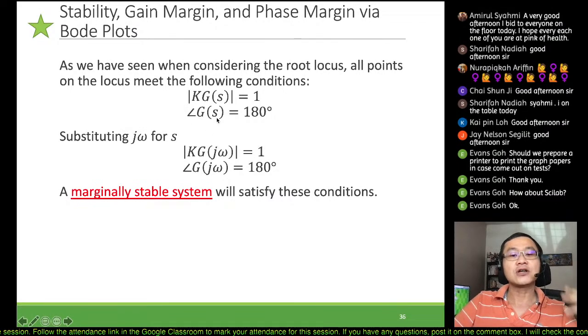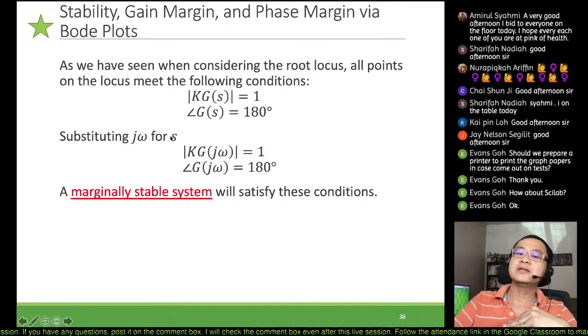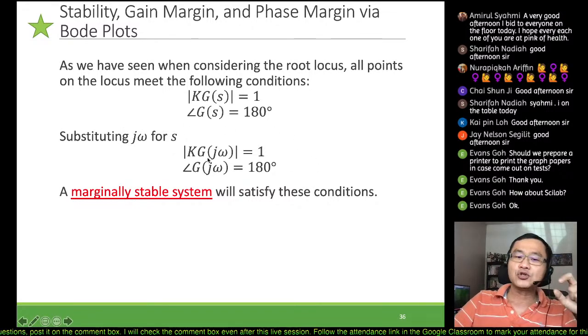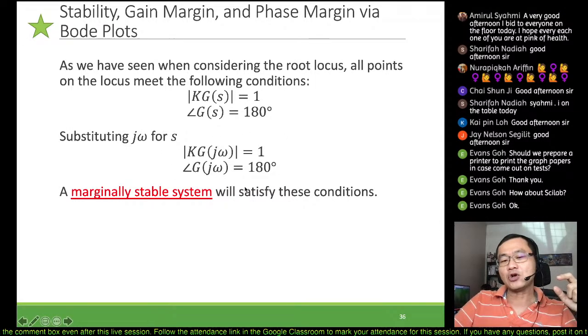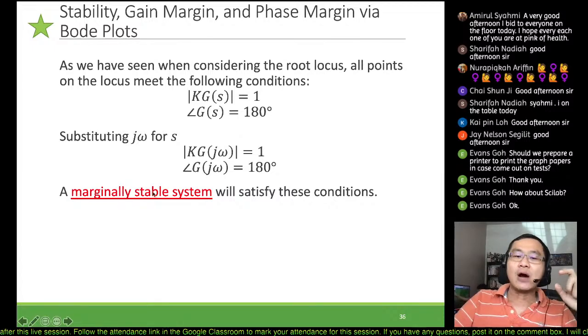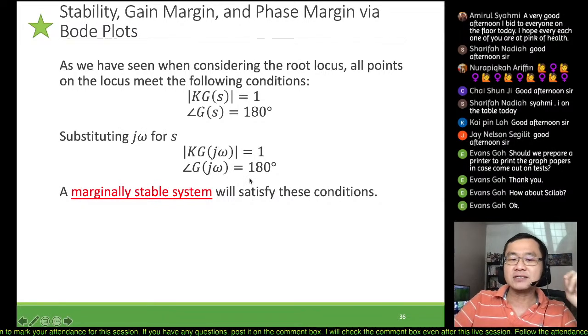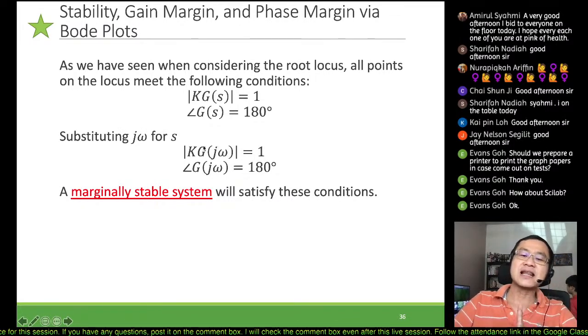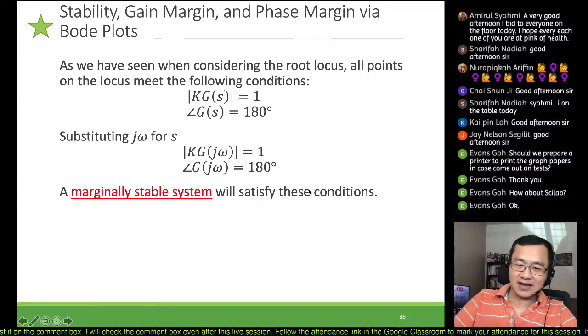The total summation of angle should be 180 degrees. When we substitute this j omega into our system, it should also be in this form. Meaning to say, when this occurs, our system is marginally stable, because it lies on the imaginary axis, right?